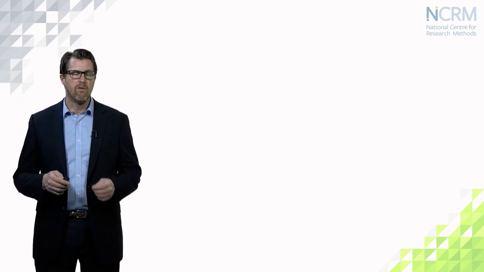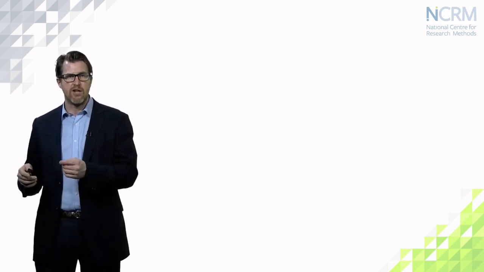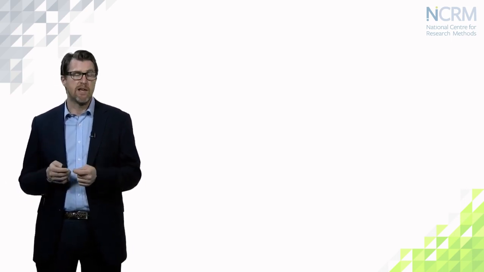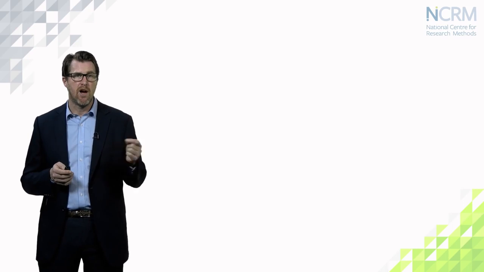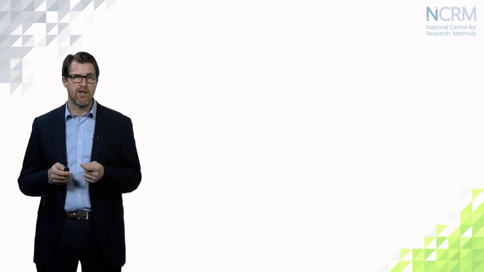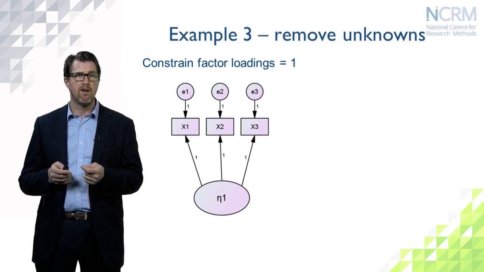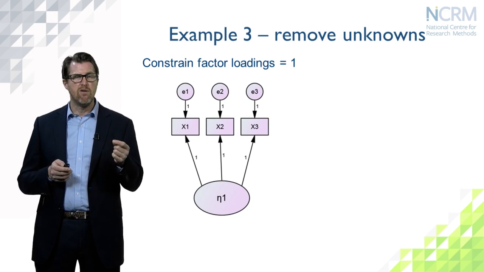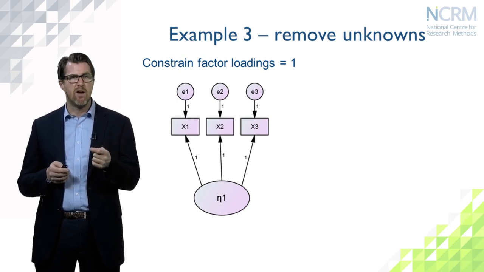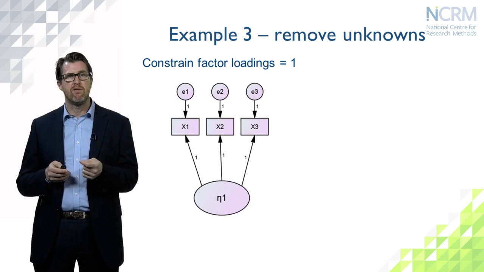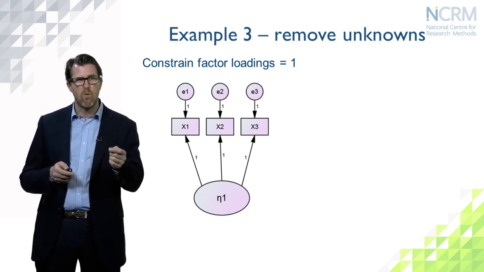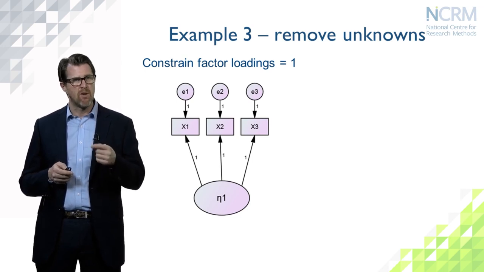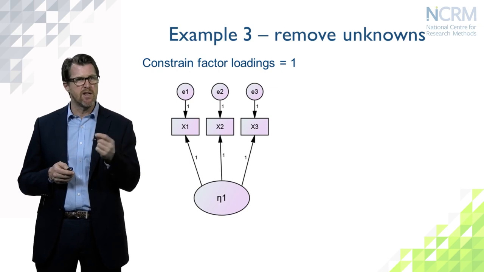So in that example, we changed the identification status of our model by adding in another known piece of information, another observed variable. Another way of changing the identification status is to remove unknown parameters. Now, here in this example, we are now not estimating the 2 factor loadings that we were in the first example. So you can see there's a number 1 next to each of the arrows for the factor loadings. So rather than estimating those, we're saying these are all equal.